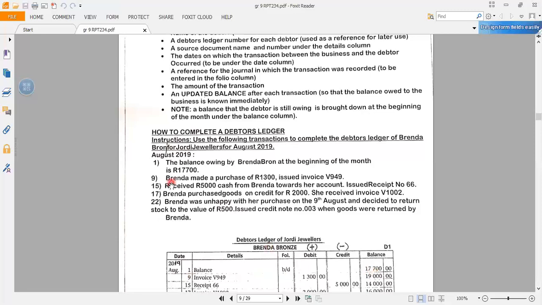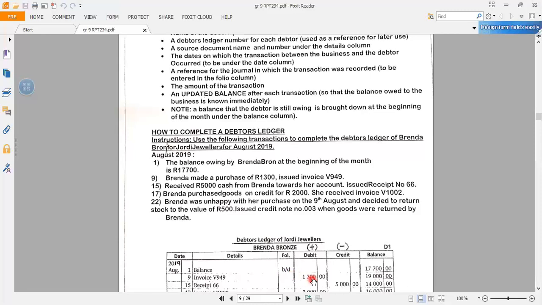On the 9th, Brenda made a purchase of 1,300. For that, we issued invoice V949. So on the 9th, we indicate invoice V949, and she made a purchase. The purchase will be recorded in my debtors journal. So the folio will be DJ, and the amount is 1,300.